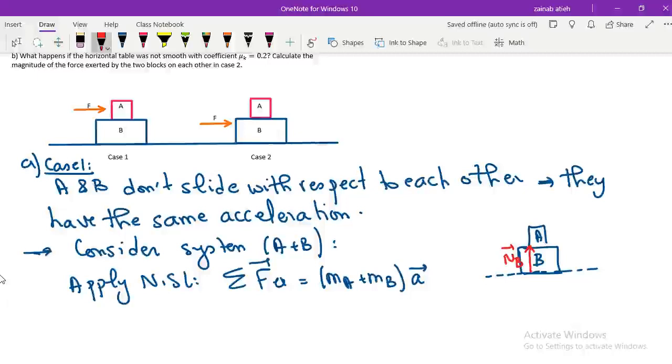Now the external one is the normal on B. This one is caused by the ground. Normal on B, or the table. Sorry, the table is carrying the block B. So the table is an external support.